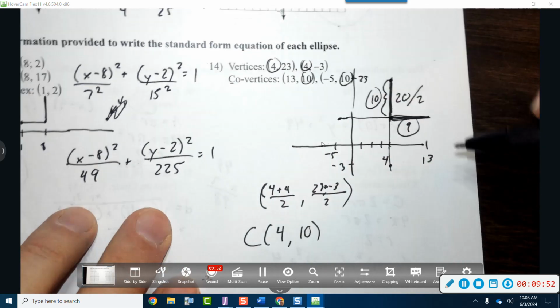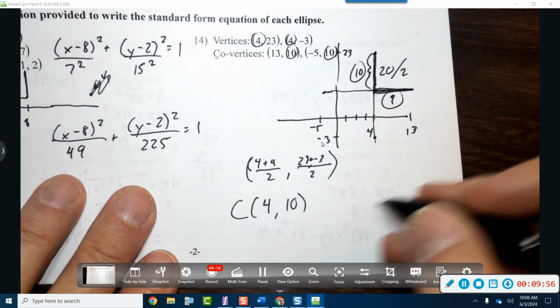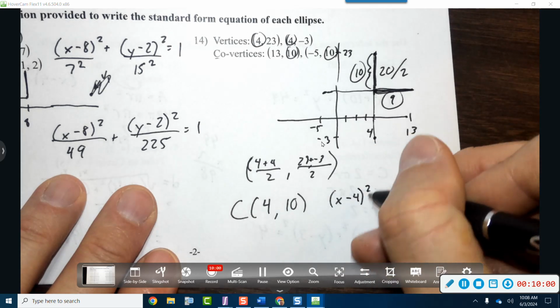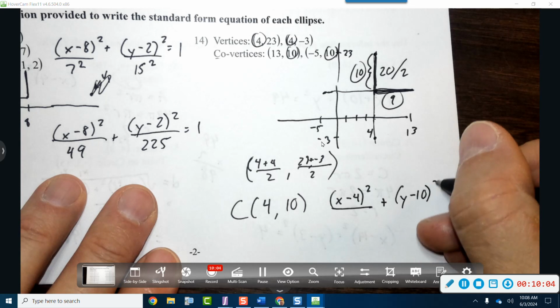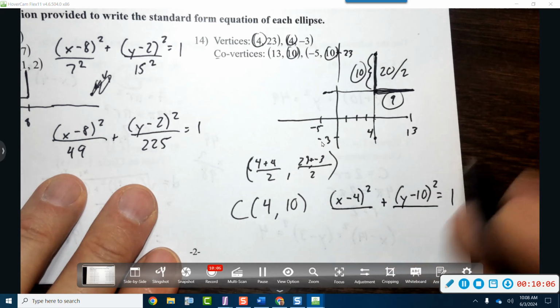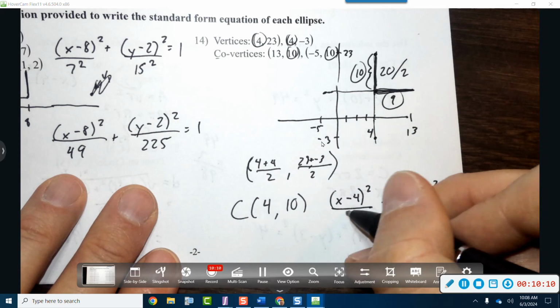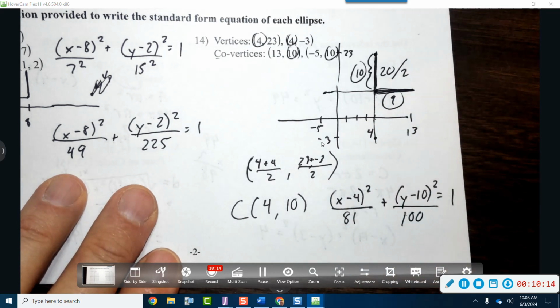So I'm just making a really kind of janky little graph just to make sense of these coordinates here, and then we can easily get to the equation. Okay, underneath the x minus 4, let's see, the x distance is 9 squared, and the y distance is 10 squared. All right, and that's it.